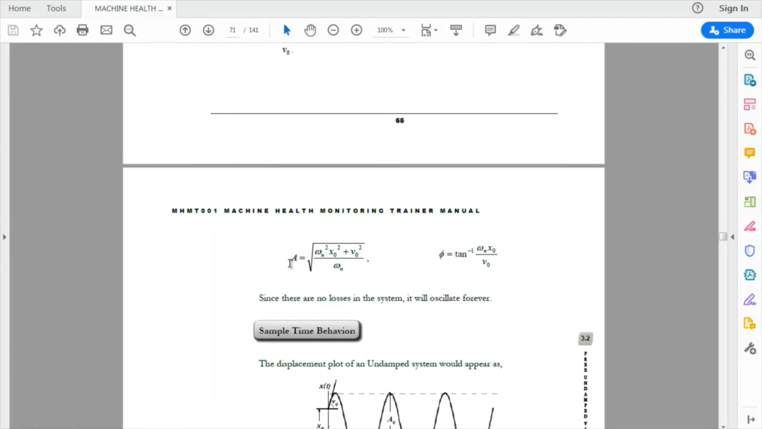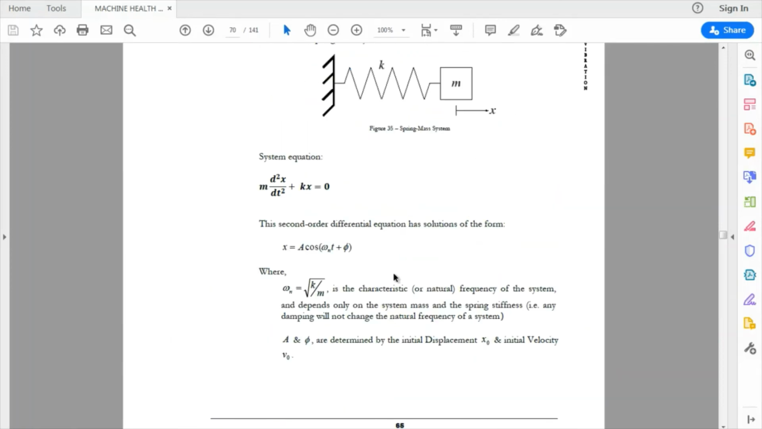So for amplitude A, it depends on frequency, or let's start even with omega n, equal to the square root of k over m. So obviously if you increase k, you are having higher frequency. If you increase mass, you will have less frequency.